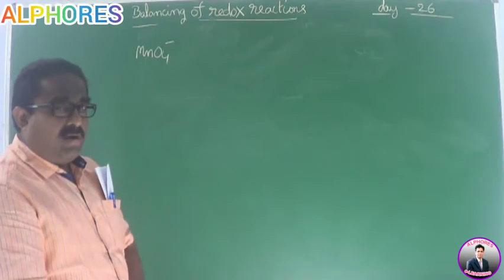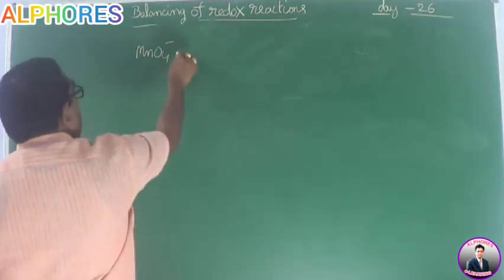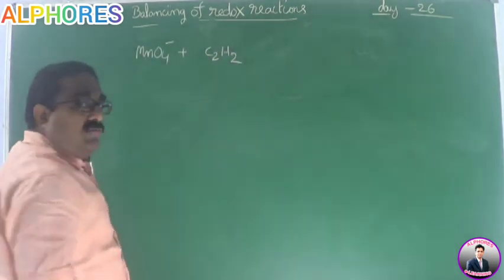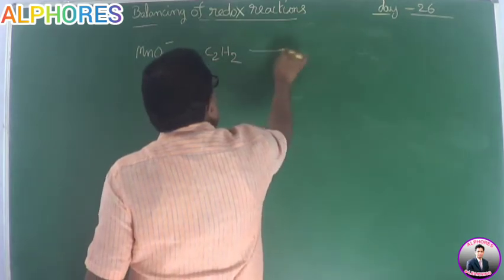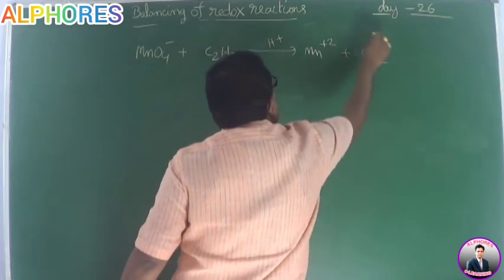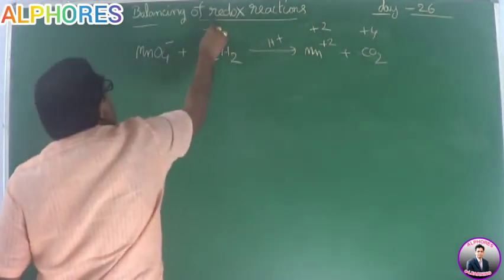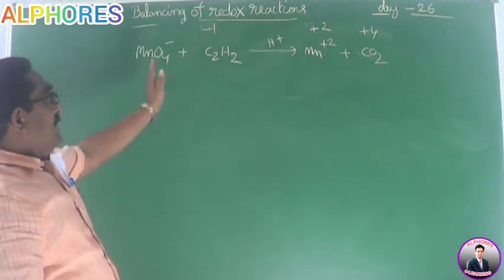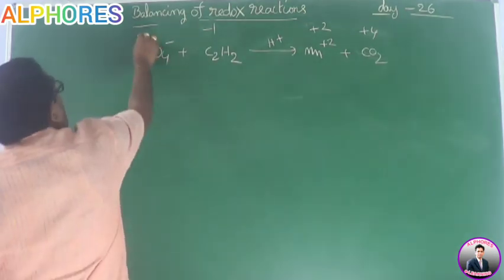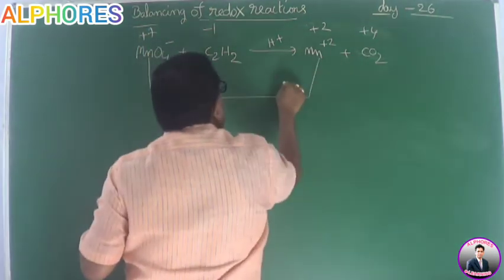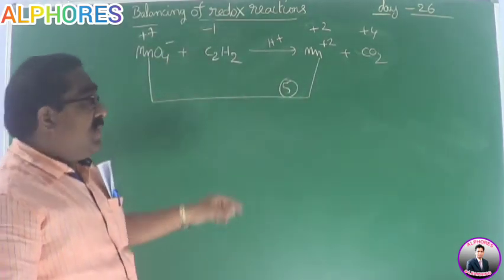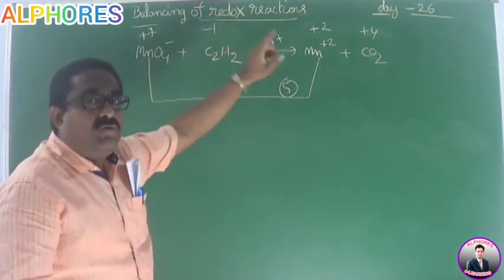Okay, let me go for one more question in acidic medium itself. See, I am changing the species here. I am taking acetylene, C2H2, in the same acidic medium, gives Mn+2 plus carbon dioxide. Let me write the oxidation states, students. Yes, I have written the oxidation states of the elements for which they have changed. Same permanganate here +7, change as usual 5. And for carbon, if you observe, it is increased from -1 to +4.